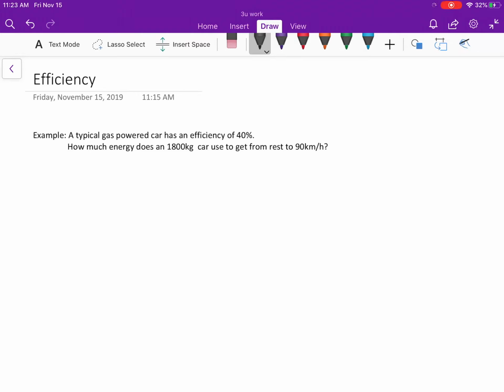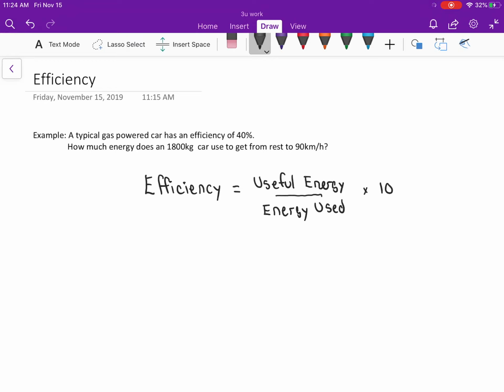Similar to power, when we're working with efficiency, you kind of have to think through the theme of the question, not just look for numbers and plug and chug. Efficiency is a ratio. It describes how much energy was actually converted to what I'm going to call the useful form, to how much energy the device actually used. It's described as a percent, so after our division we multiply by 100.